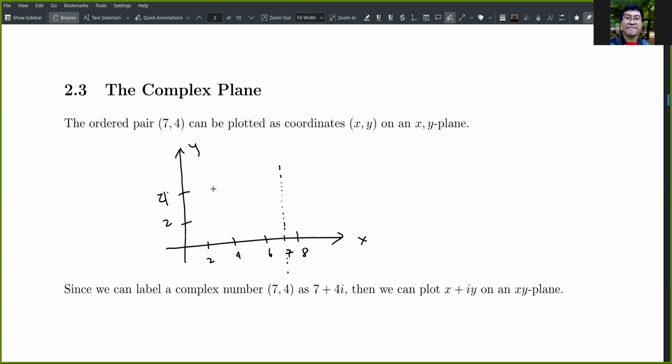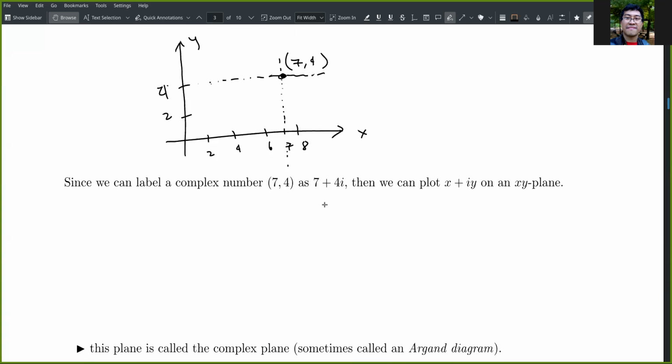So these are points y equals 4. So this intersection here is our 7, 4. And this is the point 7, 4 on the xy plane. Now 7, 4 can be written as 7 plus 4i, a complex number. So we can plot x plus iy on an xy plane.